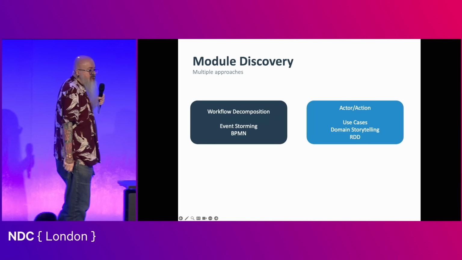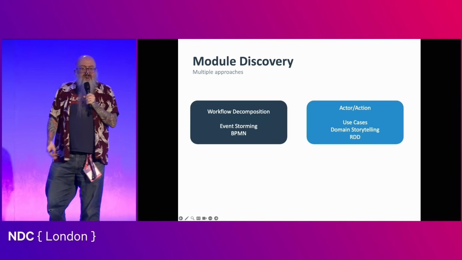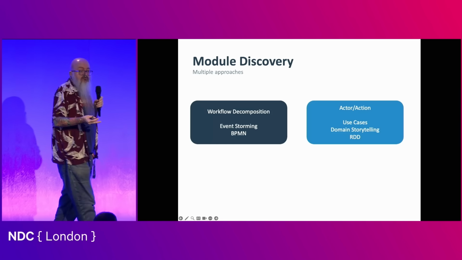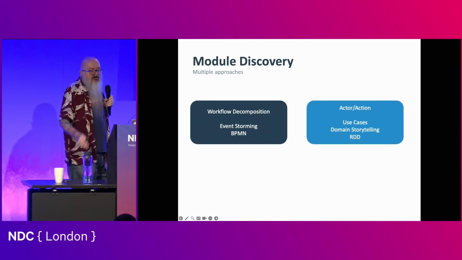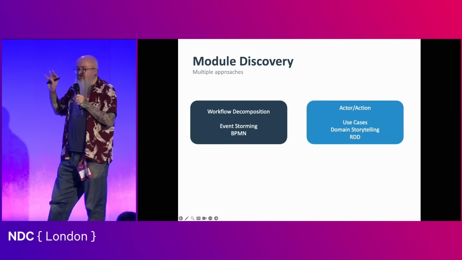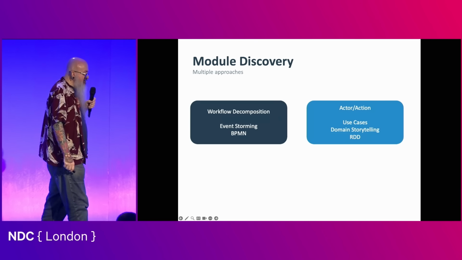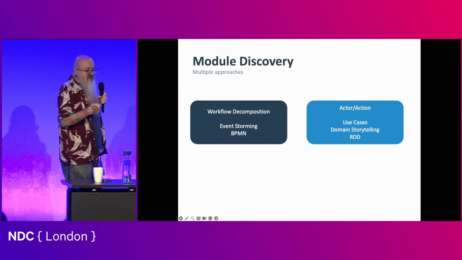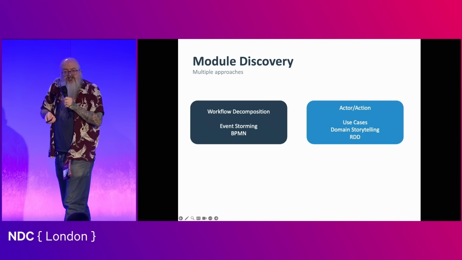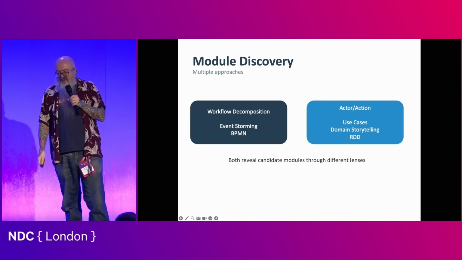The other set of models tend to be what we call actor-action models, right? So again, use cases for those of you like me who are a little bit older. Domain storytelling, which is a very modern and cool thing that inherits some use case ideas. Responsibility-driven design, which is about assigning responsibilities, grouping them into roles, etc., is also a valuable technique for thinking about module boundaries. So there are different ways of doing it, right? We're going to be quite high level about it rather than picking a specific methodology, but feel free to use a methodology yourselves when you're doing it. We just haven't got time to cover all the methodologies.